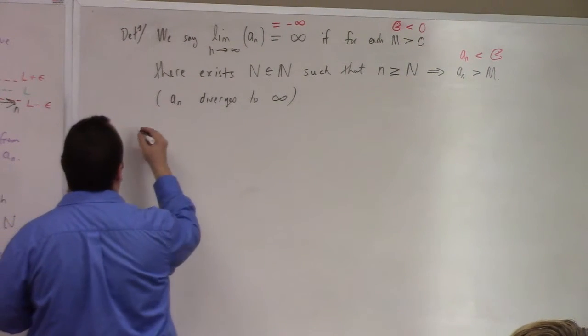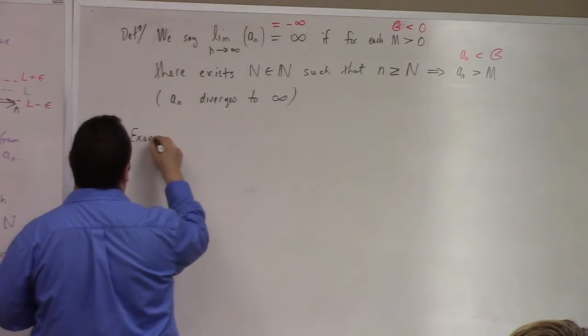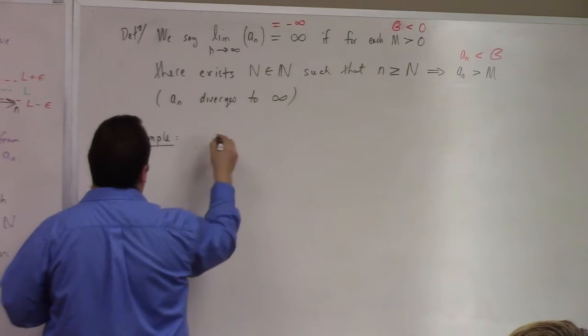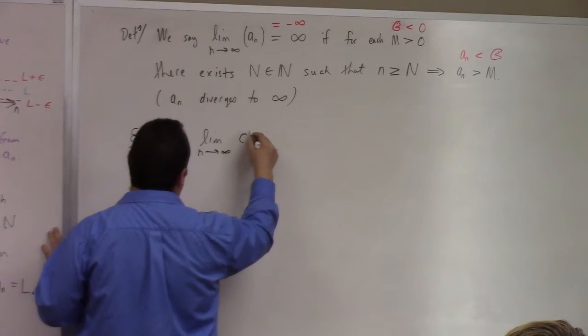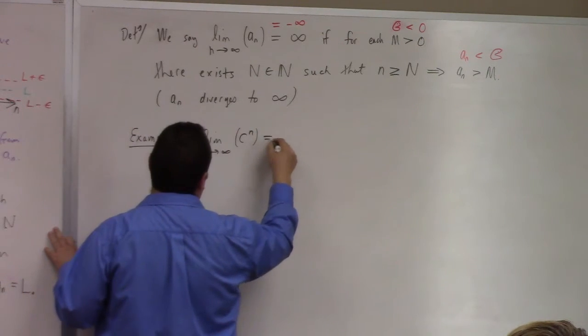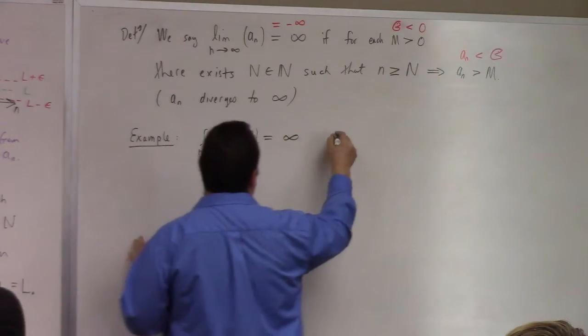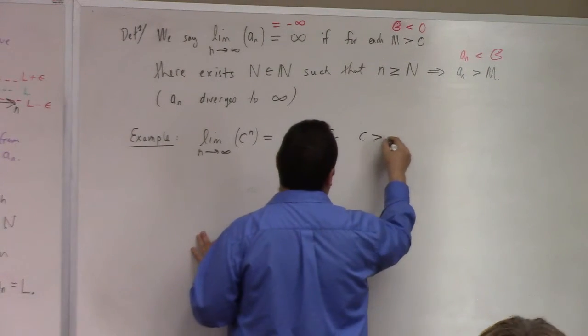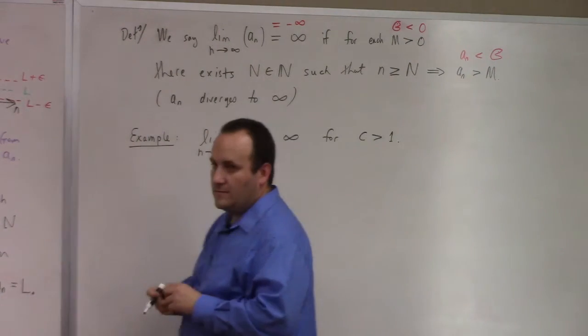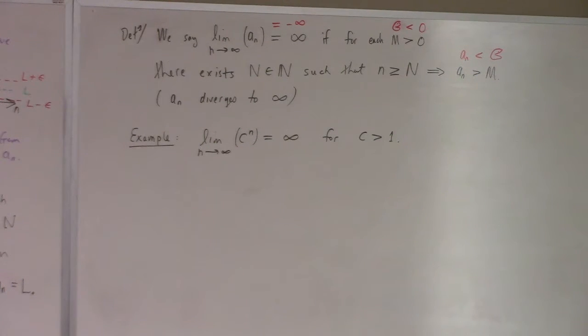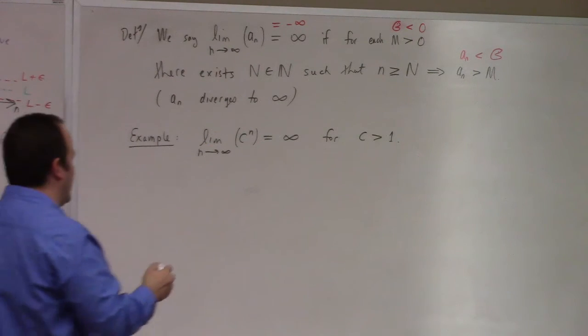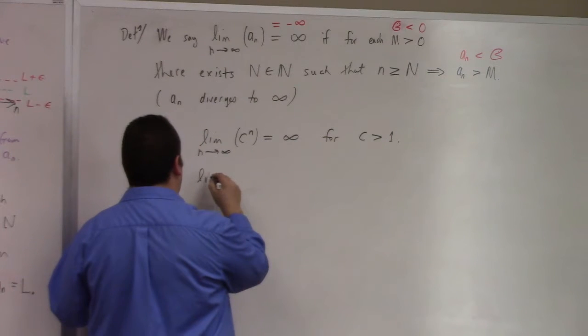So just to give you an example, the limit as n goes to infinity of c to the n is equal to infinity for c greater than 1, right? If you don't mind, I'm not going to prove that. In fact, I'm not going to prove any of the things I'm about to say, but I think you'll believe me then when I tell you they're true.